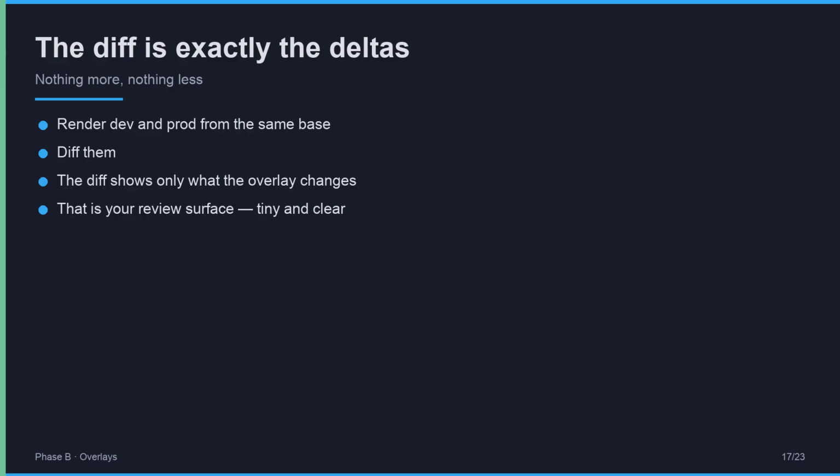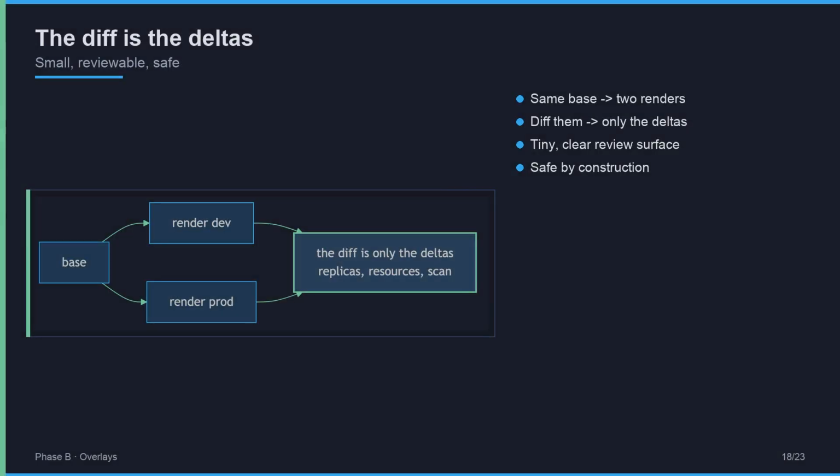Contrast that with copy pasting across branches. Picture the review. The same base renders into dev and into prod. When you diff those two renders, what you see is exactly and only the deltas the prod overlay introduces: replicas, resources, a security scan. That tiny diff is what a reviewer reads before approving a prod change. Overlays turn a scary, environment spanning change into a small, legible one.